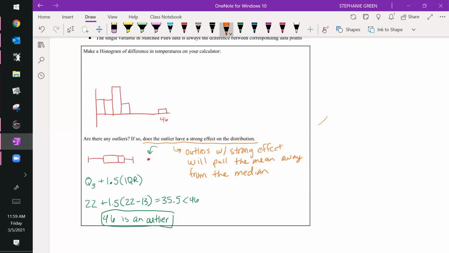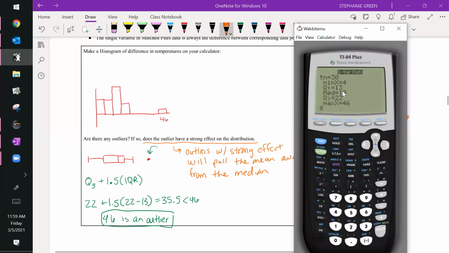So we saw samples like this, where maybe there'd be an outlier out here. The median would be maybe over here, and the mean would get pulled towards that outlier. And the more influential that outlier is, the further it pulls the mean towards itself. So I already have those 1-Var Stats calculated in here. The median is 19, and the mean is 18.77.